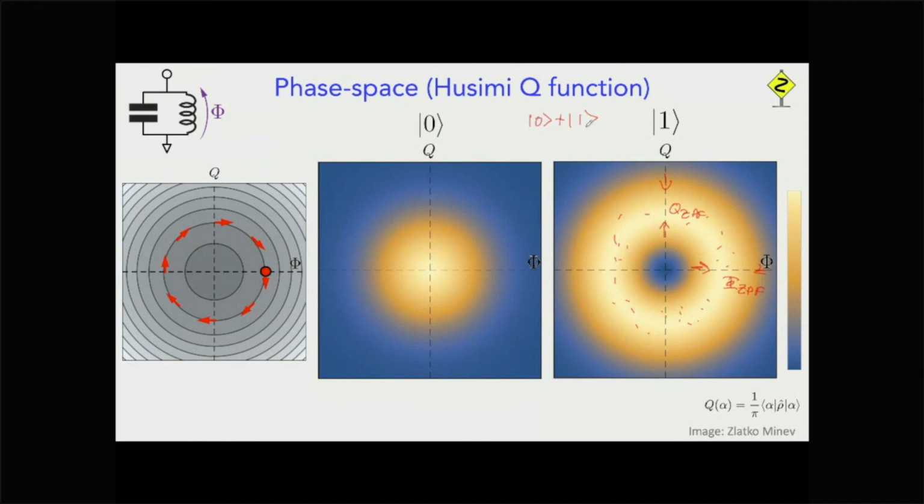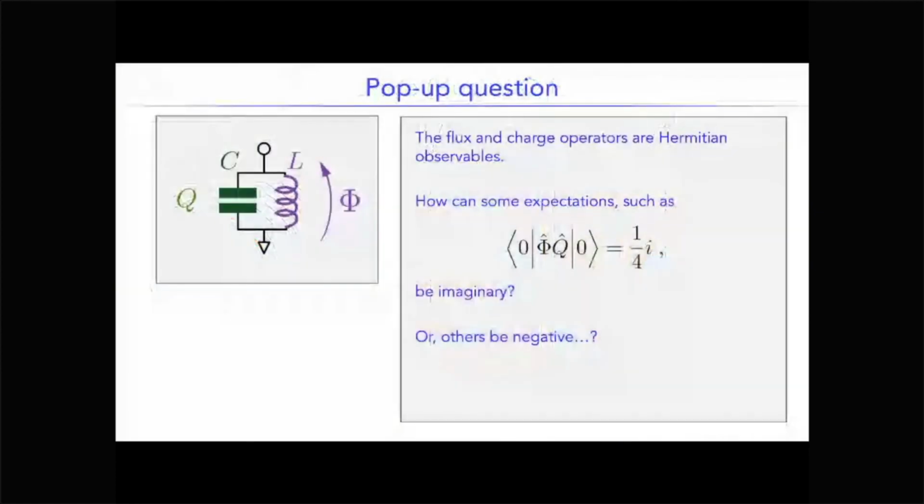Okay, and I see, Brian, that we are running up very close here on the hour. So we're almost done now with the harmonic oscillator. So maybe I will pop up a question for the readers, which will be something you can think about for tomorrow. The flux and charge operators are both Hermitian observables. So how can some expectation values of flux and charge be imaginary, or others be negative?